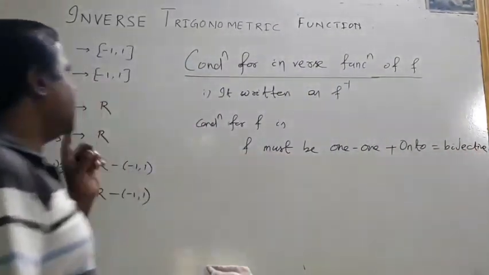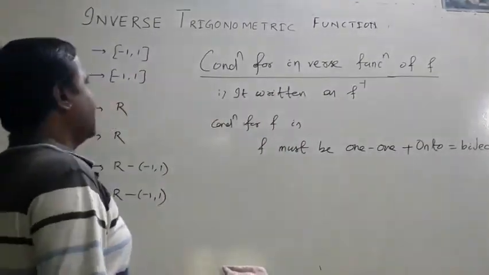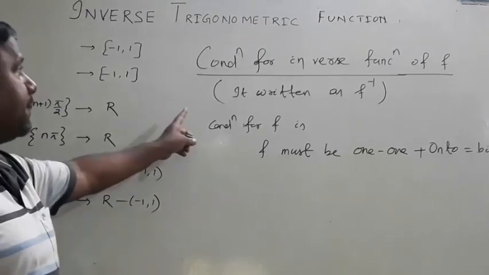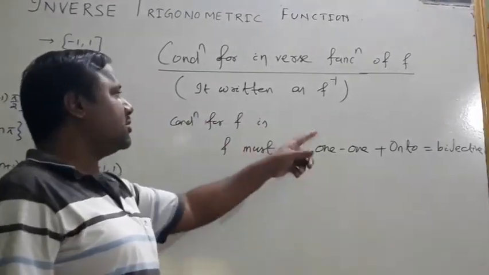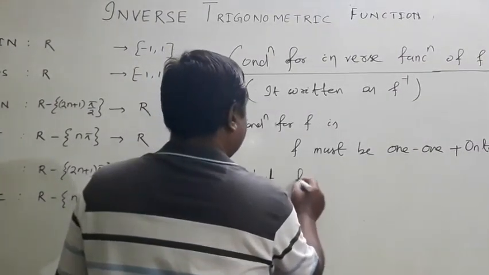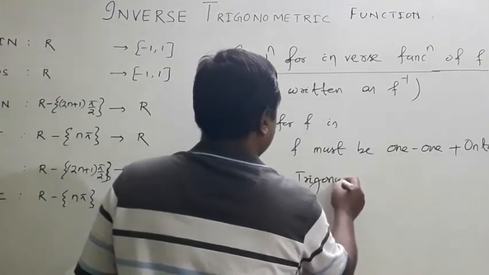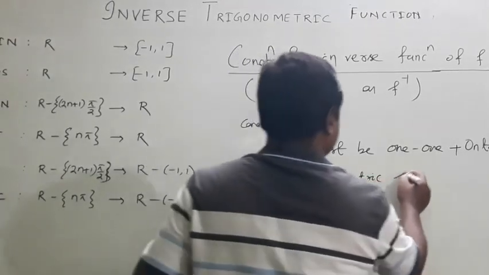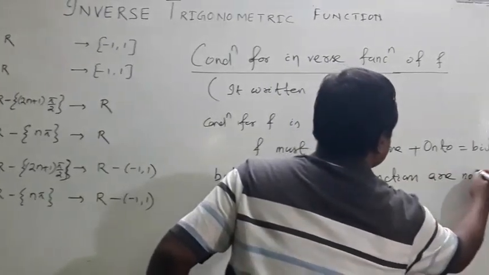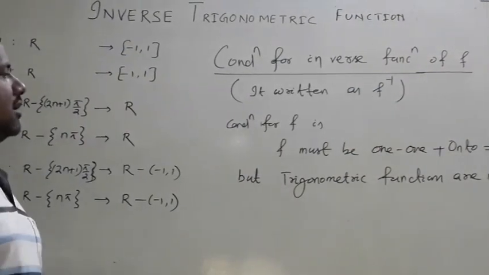Now look at this condition. Condition for inverse function of f. We write it as f inverse. It is not a very important thing. Condition for f, to find f inverse, f must be 1-1 and onto. But trigonometric functions are not bijective. Trigonometric functions are not bijective.